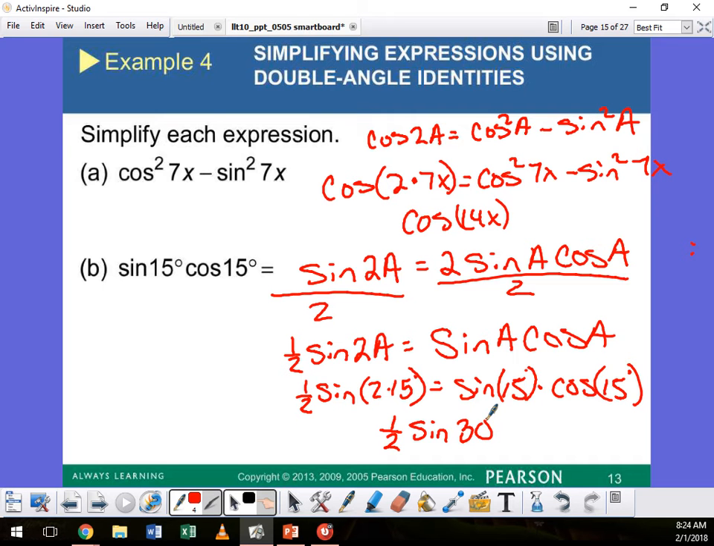Now, do we know the value of sine 30? Yeah, it's on my unit circle, isn't it? So this is going to give me 1/2 times 1/2.